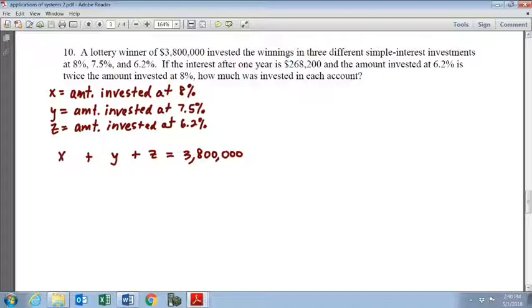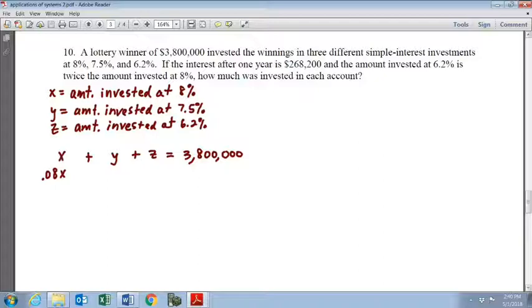That's what we're investing. So if we invest X dollars at 8%, that means we're going to get 8% of what we put in there after 1 year. Notice it says the interest after 1 year, so after 1 year, you get 8% of the amount that's in that first account. 8% of X we would write as 0.08X.